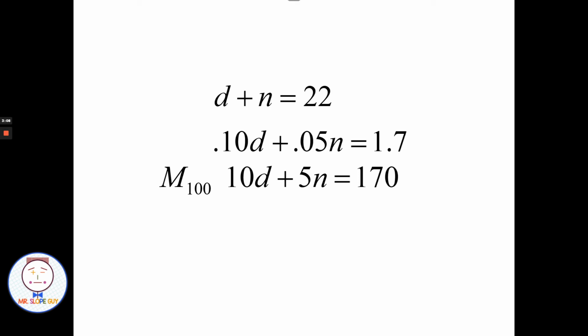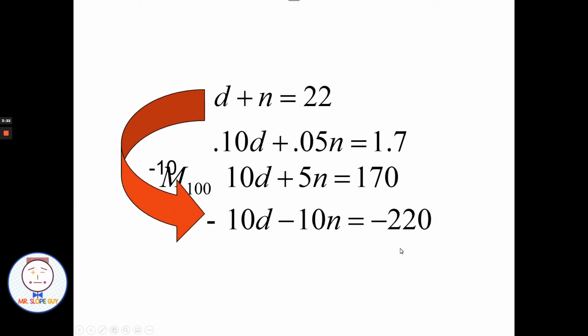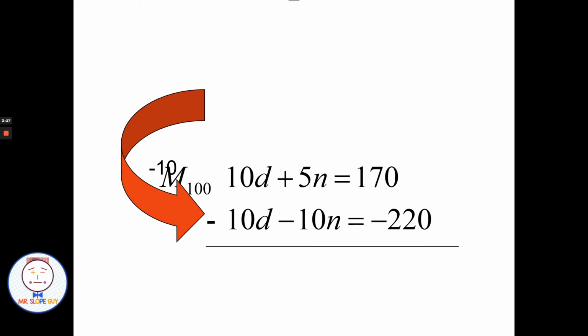Then if I'm looking to do elimination, I would take the top equation, and I could either multiply by negative 10 to get the d's to drop out, or multiply by negative 5 to get the n's to drop out. So I chose to multiply by negative 10, and then if I just look at these bottom two equations and add those together, I do have the opposites I need for elimination. My d's cancel out, and positive 5n plus a negative 10n gives me negative 5n, and positive 170 plus a negative 220 gives me negative 50.